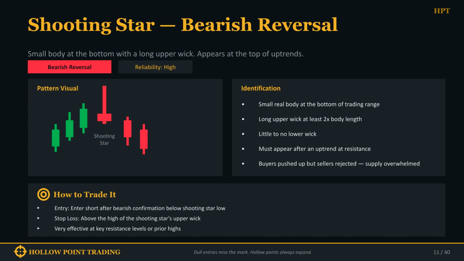The shooting star is a bearish reversal pattern found at the top of uptrends, characterized by a small body at the bottom and a long upper wick. It indicates that sellers overwhelmed buyers and is very effective at key resistance levels.